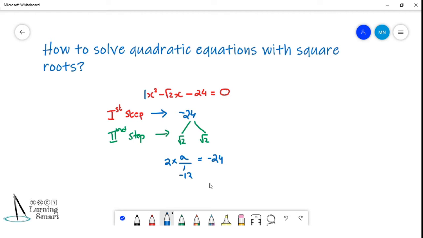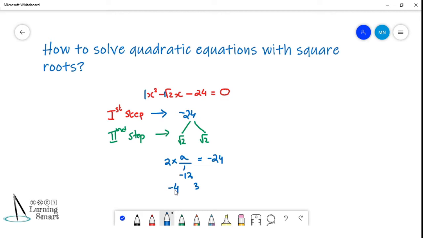Then you should find two numbers. When you multiply, you should get 12. At the same time, when you subtract or add, you should get 1. Because here it's minus root 2x, it can be minus 1 multiplied by root 2. So it can be 4 and 3. 4 and 3 is, when you multiply, you get 12. But when you add or subtract, you should get 1, right? Yes.